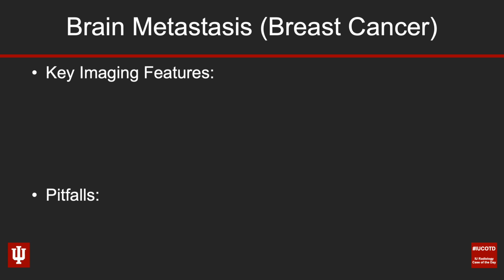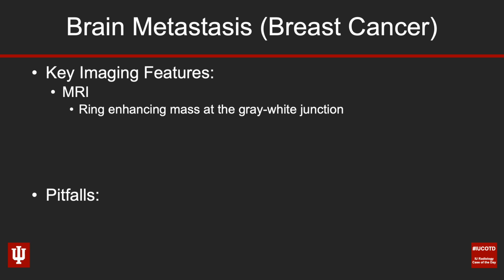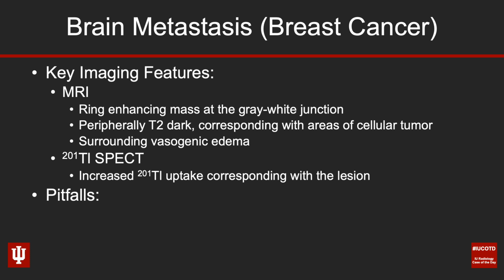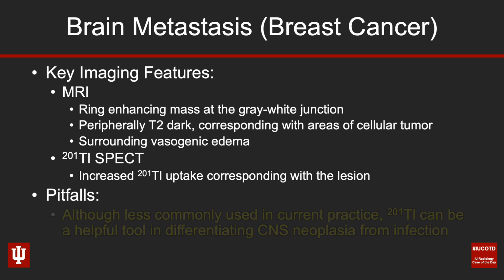So let's wrap this up. This was a brain metastasis, a breast cancer metastasis, and I showed you an MRI and a thallium scan. So on MRI, we had a ring-enhancing mass at the gray-white junction. It was peripherally T2 dark, which corresponded with areas of more cellular tumor, and there was surrounding vasogenic edema. On the thallium-201 SPECT, we saw increased thallium uptake corresponding with the lesion.